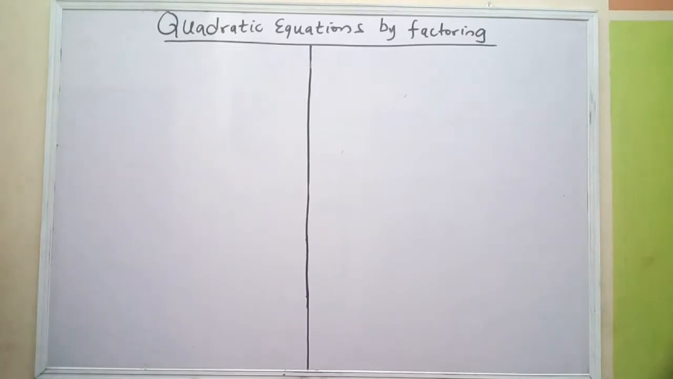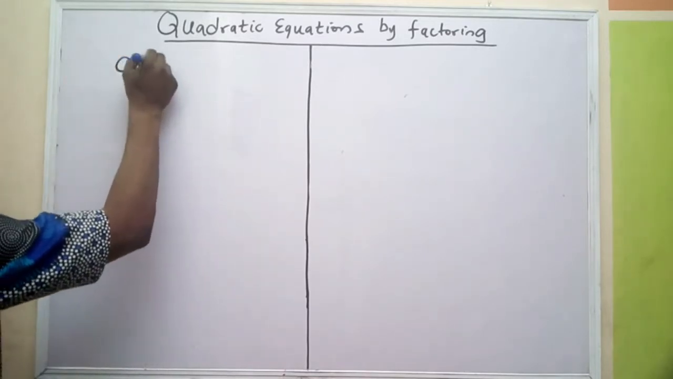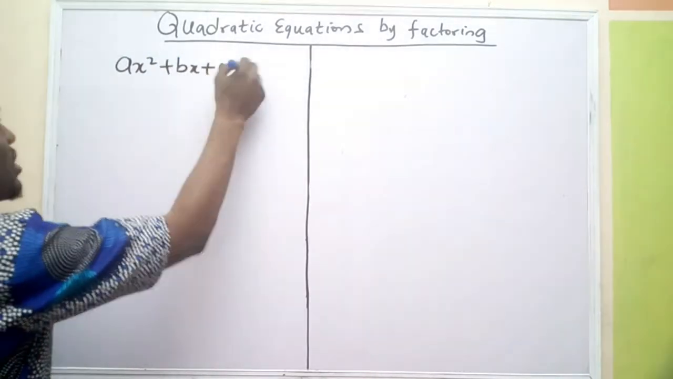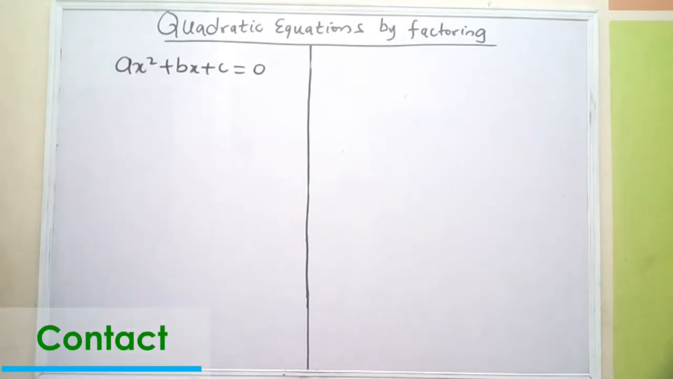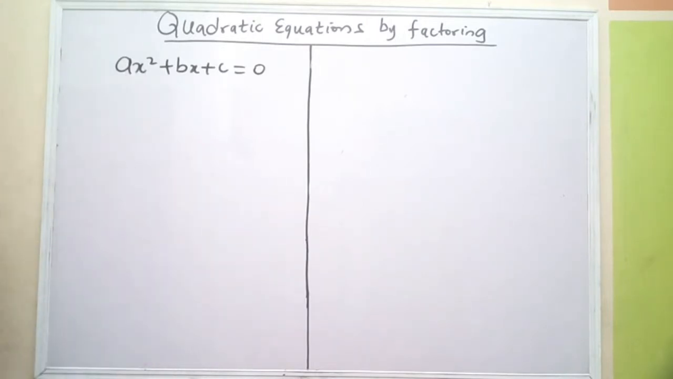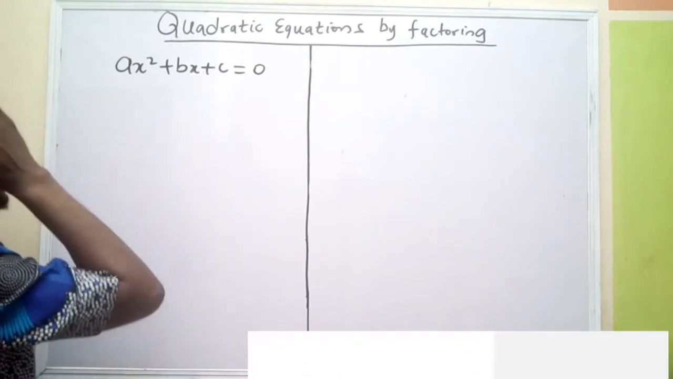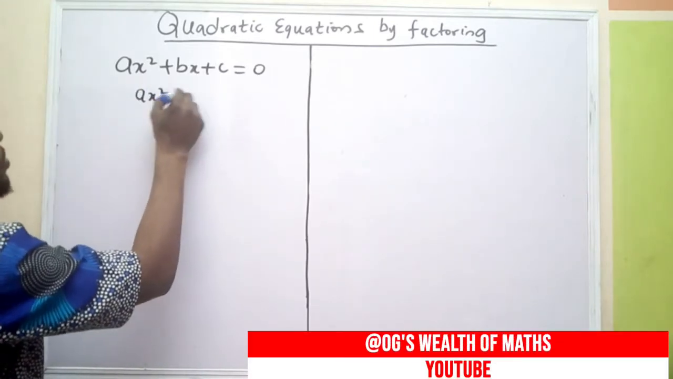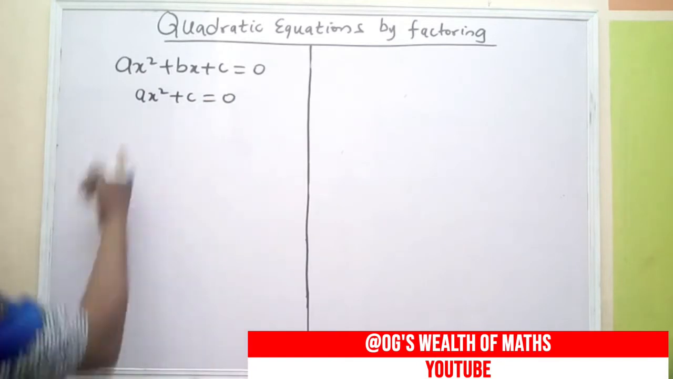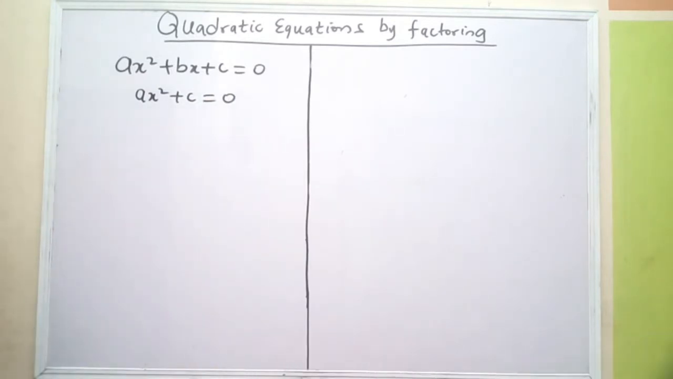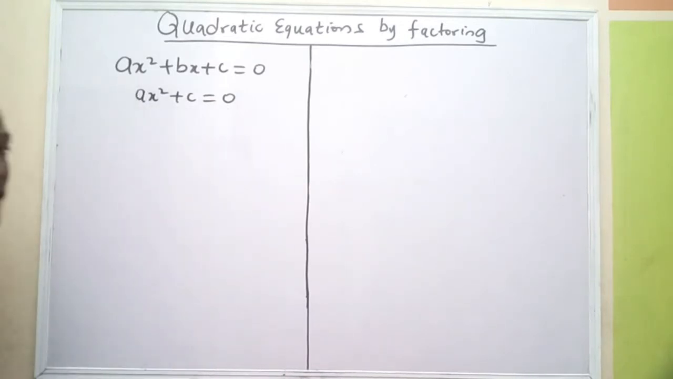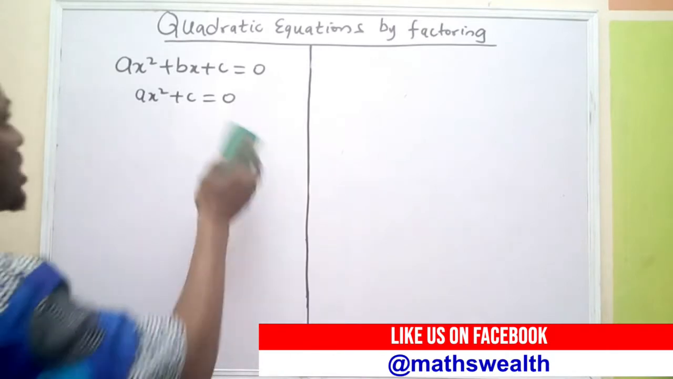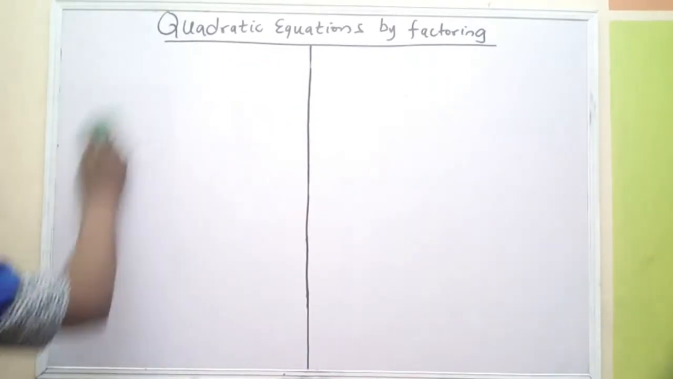For instance, every quadratic equation has a general form of ax squared plus bx plus c equals 0, where the highest power of x in this expression is 2. Therefore, we can say that's a quadratic equation. Now, if I have ax squared plus c equals 0, an equation of this form is also quadratic because the highest power of x in this expression is also 2. So that is what we are going to do today, but basically we want to solve by factoring.